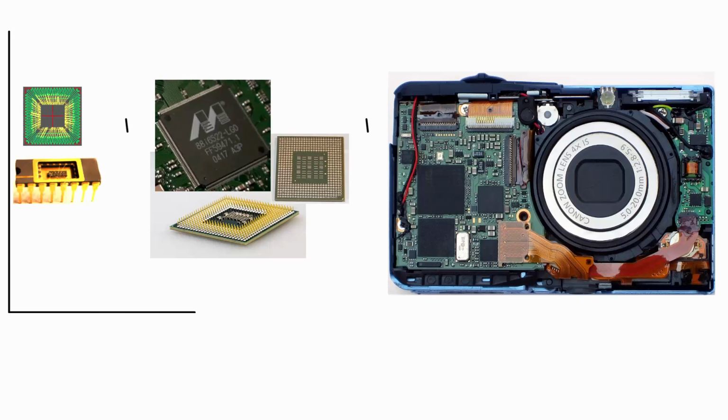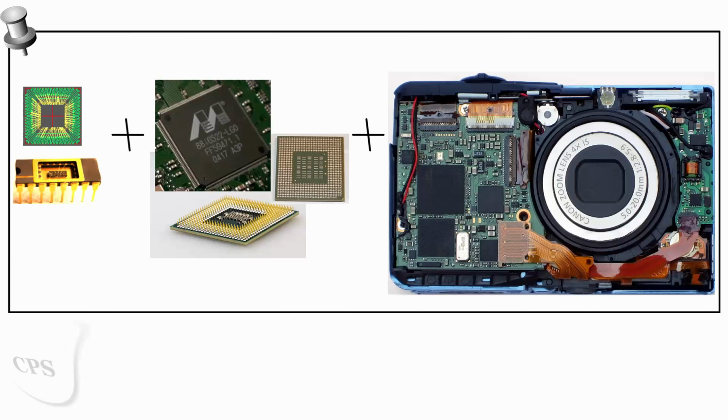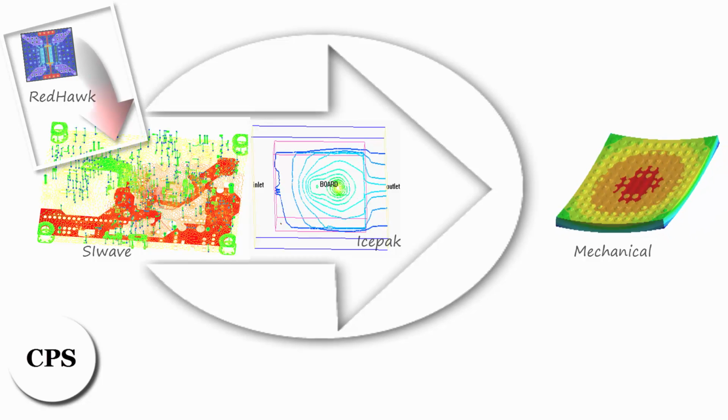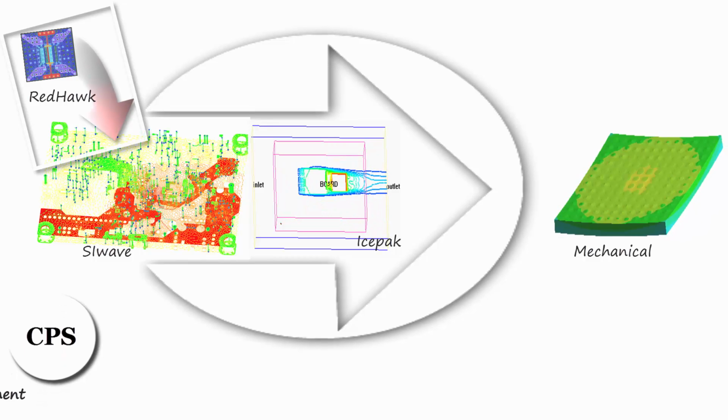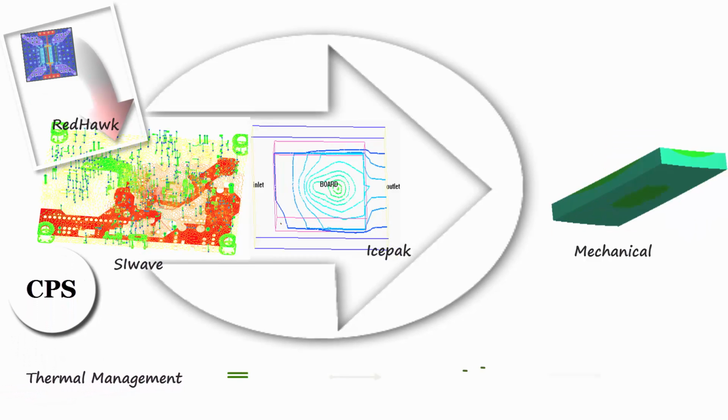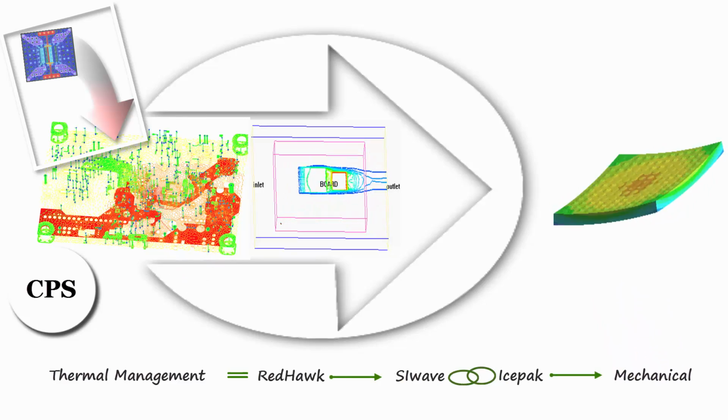To accurately determine the power integrity of a design, it's critical to consider the interactions between the chip, package, and system in an integrated environment. With ANSYS SI-Wave and RedHawk, you can follow a unique chip package system, or CPS, analysis methodology, coupled with ANSYS IcePack for thermal simulation. You can also combine them with ANSYS Mechanical to simulate heat-induced deformation.